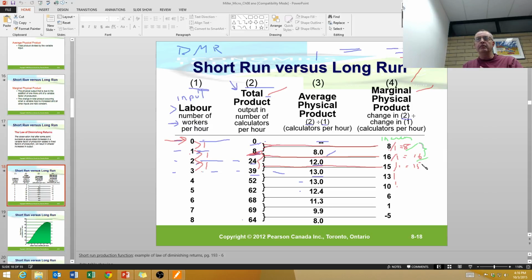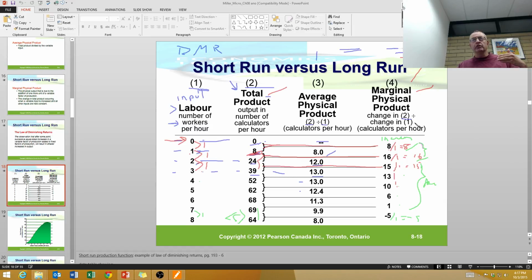And then we go through a period where, as we hire additional workers, our marginal physical product is still positive, but the increase is at a decreasing rate. So 16, 15, 13, 10, 6, and 1. And then finally, we have so many workers getting in the way of each other that our physical output actually starts to decline. It actually shrunk here by 5. And so our change in our total output is minus 5 by hiring 1 extra worker. So again, we have minus 5.